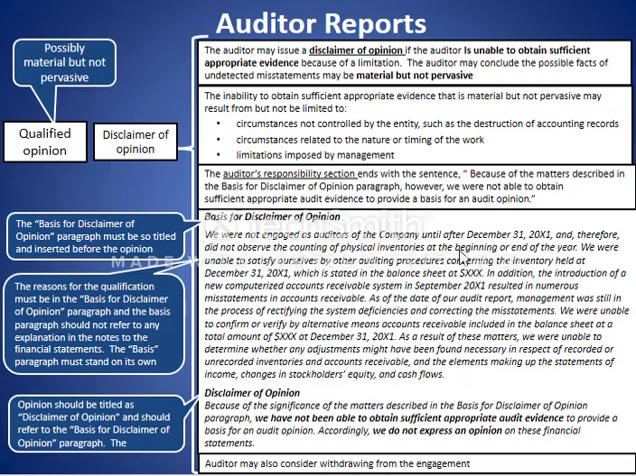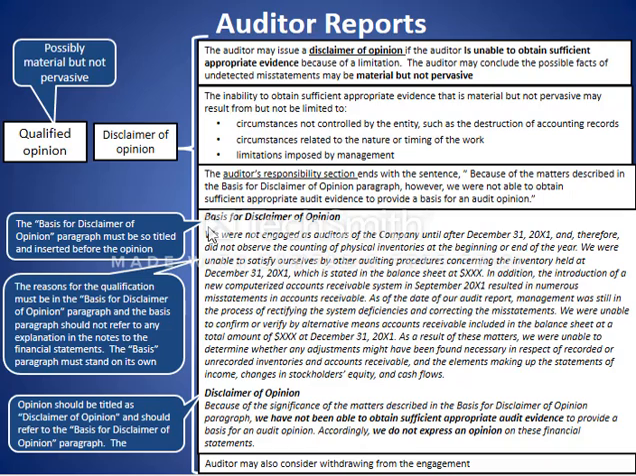So again, if we take a look at the example here, the basis for disclaimer of opinion paragraph must be so titled and inserted before the audit opinion. The reasons for the qualification must be in the basis for disclaimer of opinion paragraph, and it should be able to stand on its own. It shouldn't need to refer to any explanation in the notes to financial statements.